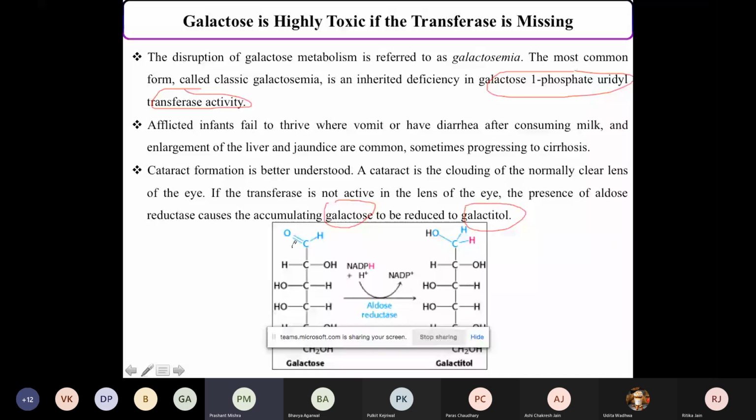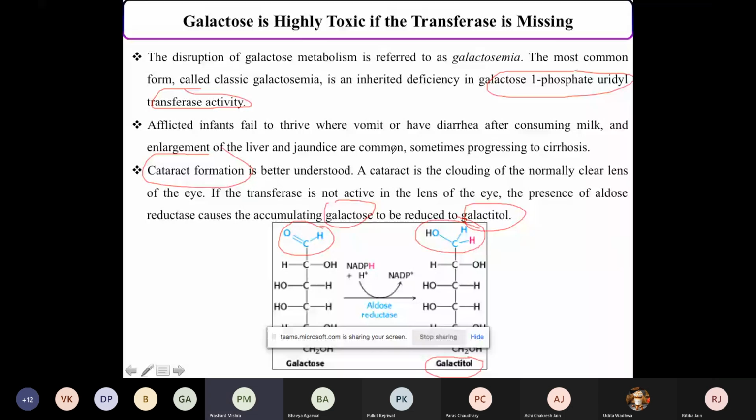Why? Because the aldehyde group is present. So this aldose is converted into CH2OH. Now this conversion from aldehyde to alcohol leads to the accumulation of galactitol. It is the same thing as you have learned about glucitol. Glucose can be converted into glucitol, galactose can be converted into galactitol. And what it does is that it leads to the formation of a cataract. Why? Because if galactitol accumulates in the eye, it leads to cataract formation.